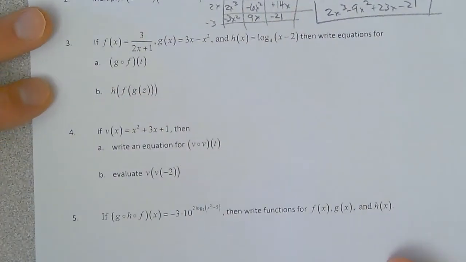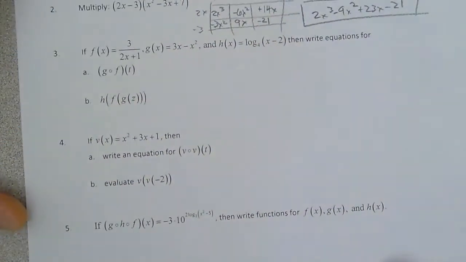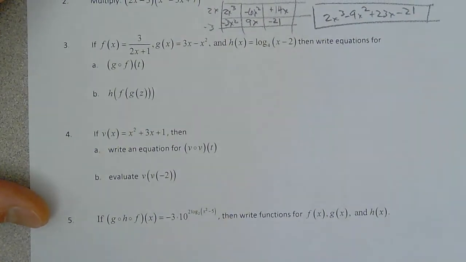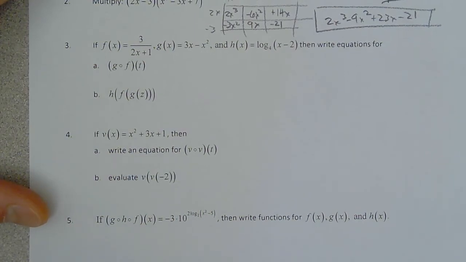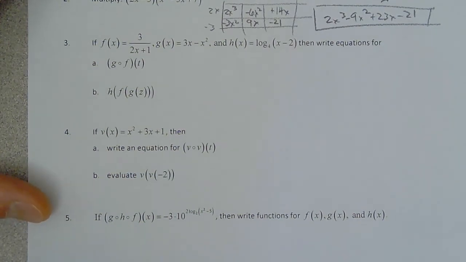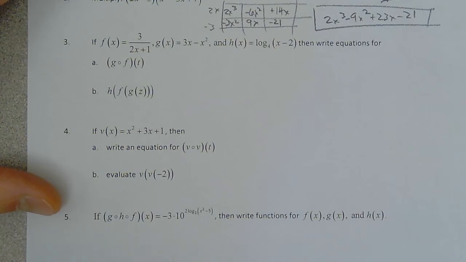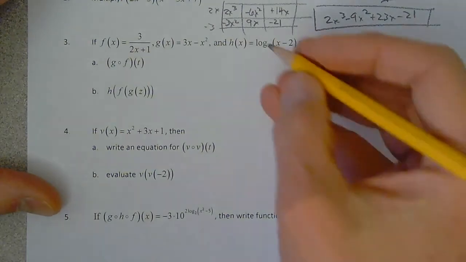All right, on to the new stuff. If f of x is 3 over (2x plus 1), and g of x is 3x minus x squared, and h of x is log base 4 of (x minus 2), then we're going to write some equations. First one, g composed with f of t. That means the f of t is going to come first.